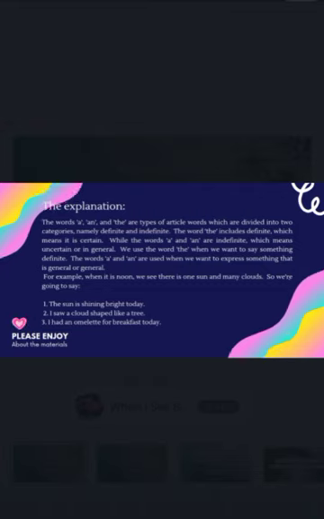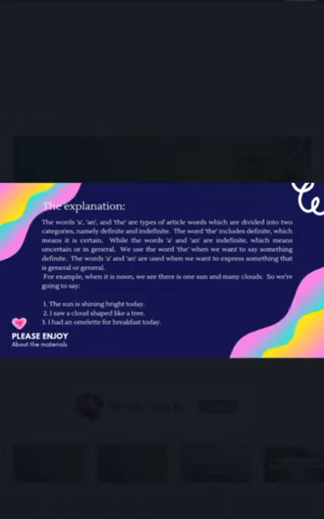For example, when it is noon, we see there is one sun and many clouds. We would say, first, the sun is shining bright today. 2, I saw a cloud shaped like a tree. The use of a and the in English can be used for the same thing, only the situation can tell when to use which article. We use the sun because we are expressing an object that we know and mean, like the sun.